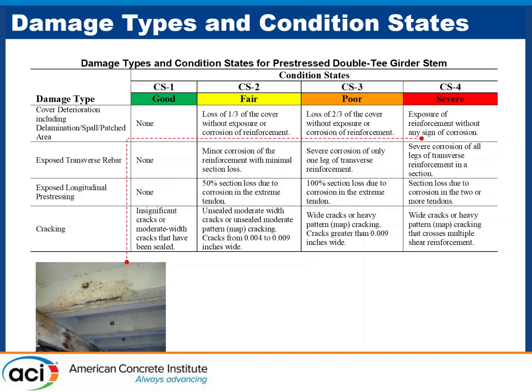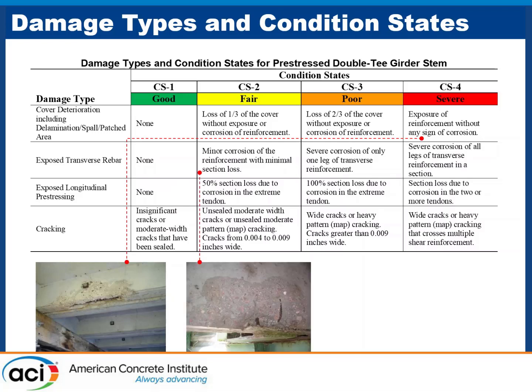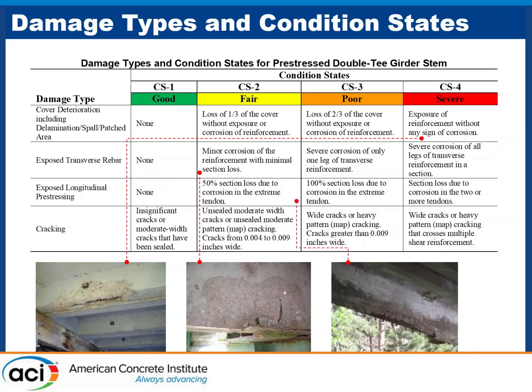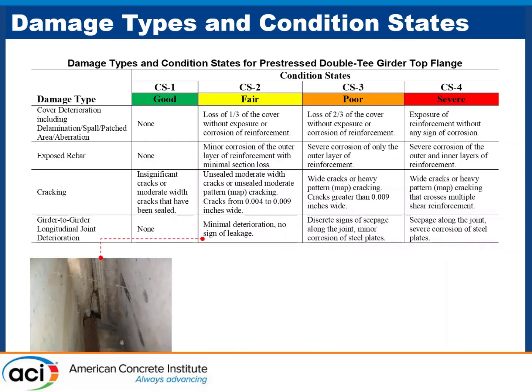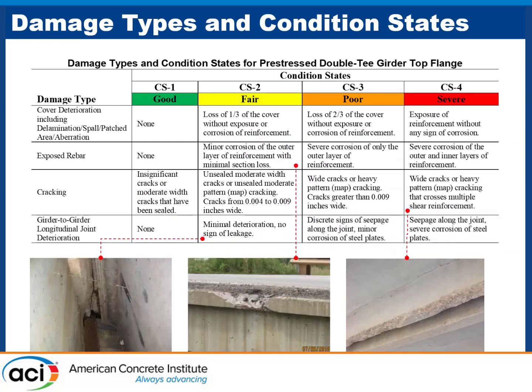Here are a few examples. For example, if you're at the cover deterioration of the stem, this is what we define as damage state 4. If you are at the transverse bar, that's what we define as damage state 2. And if you are at the exposed longitudinal tendons, that's what we define as damage state, for example, 4 there. So we try to be quantitative and define those for flanges and for stems, so everyone knows what damage state we are referring to.